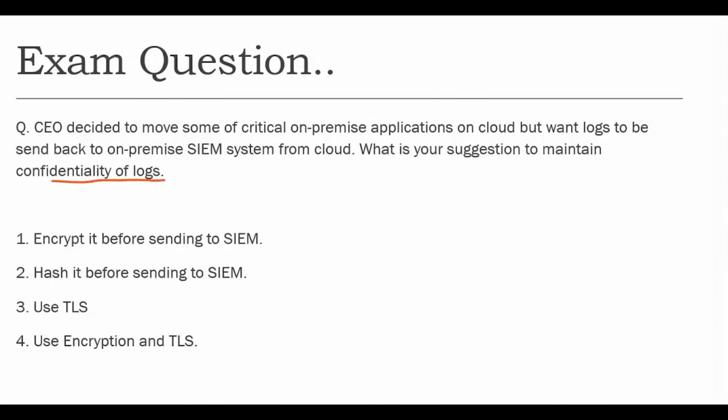As we have seen in the previous lecture, confidentiality is only achieved via encryption. So there must be encryption in the option. If there is no encryption in the option, we will roll out those options first. Always, the better way is to roll out the wrong answers. Now there is an option to encrypt it before sending to the SIEM.